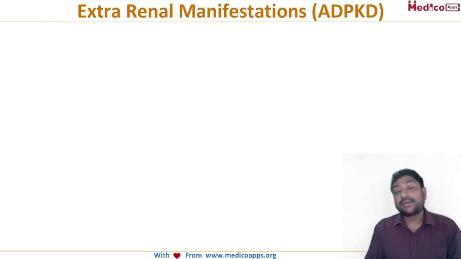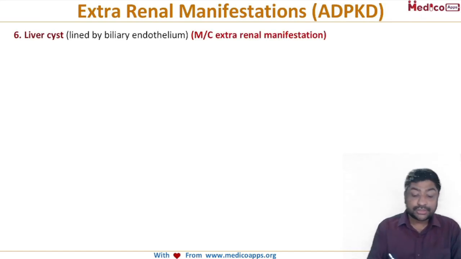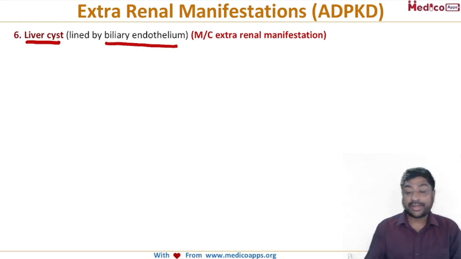In examination, they are going to talk primarily about the extrarenal manifestations. So which is the most common organ after the kidney which is involved? That is the liver. So you will have liver cysts. Again, here they will be lined by biliary epithelium. And remember, this question has been asked. This is the most common extrarenal manifestation.